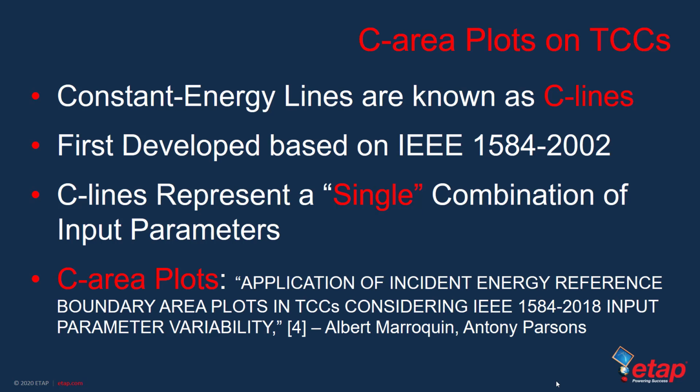There are thousands of potential variations in the equipment construction, and in reality it becomes very impractical to analyze them using single lines. This is where the concept of the C area plot was born, out of the necessity to try to capture all of these variations without introducing labor-intensive analysis using multiple sets of lines, which represent the arc energy at different electrode configurations and so on and so forth.